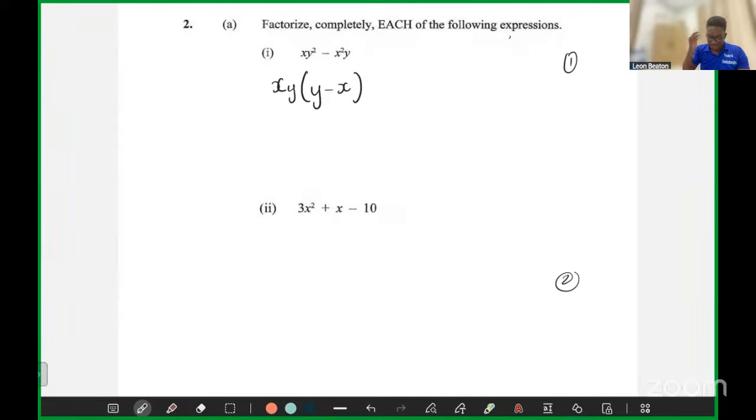And that is your answer there. So that is that. That is an easy mark. If you see this, smile in your exam.